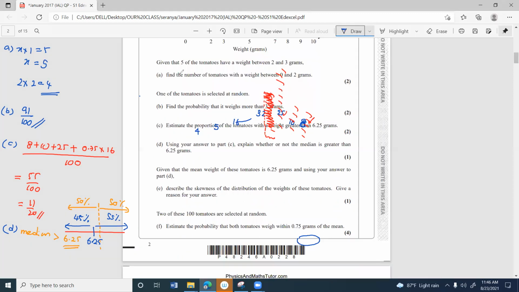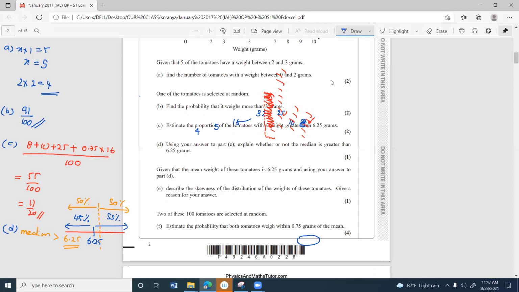Then, I'll keep this information for a while. Given that the mean weight of the tomato is 6.25 grams, and using the answer to part D, describe the skewness of this distribution. This one is also a pretty interesting question, right?